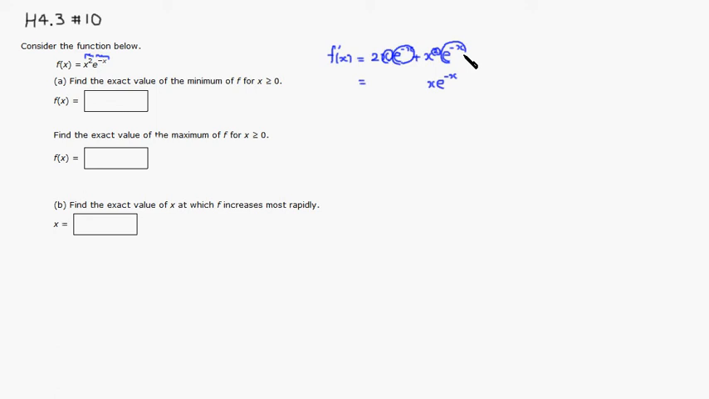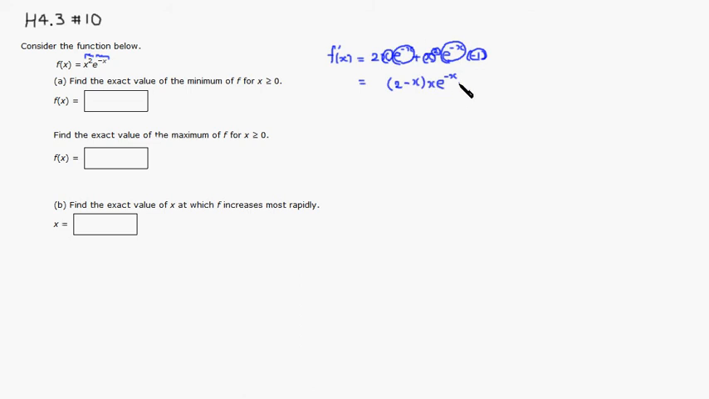e to the negative x is in common, so pull those out. What's left is x and 2. Oh, actually, sorry. I forgot to take the derivative of the exponent, so multiply by negative 1. So that's actually 2 minus x, because of this negative sign.